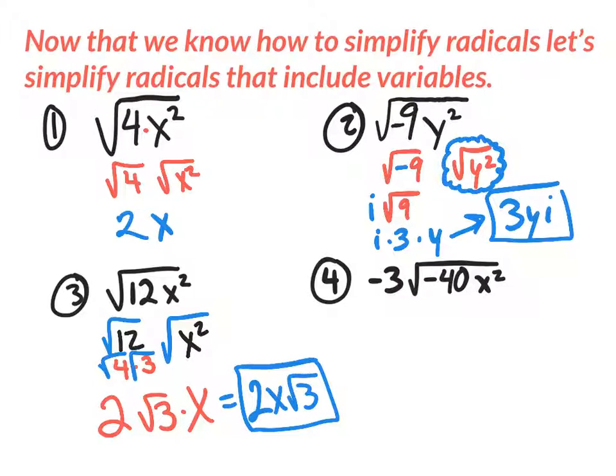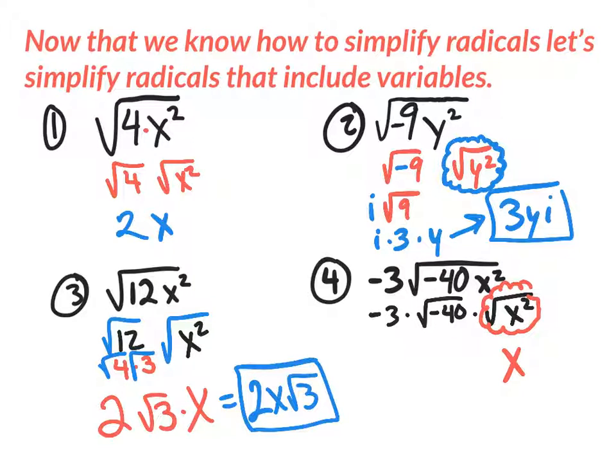Last question. We have negative 3 out in the front times the square root of negative 40 times the square root of x squared. We're splitting all the square roots. We end up with, this one's easy. What's the square root of x squared? That's just x. Now, the hard part is the square root of negative 40. It's not the hard part. It's just you have to do some work.